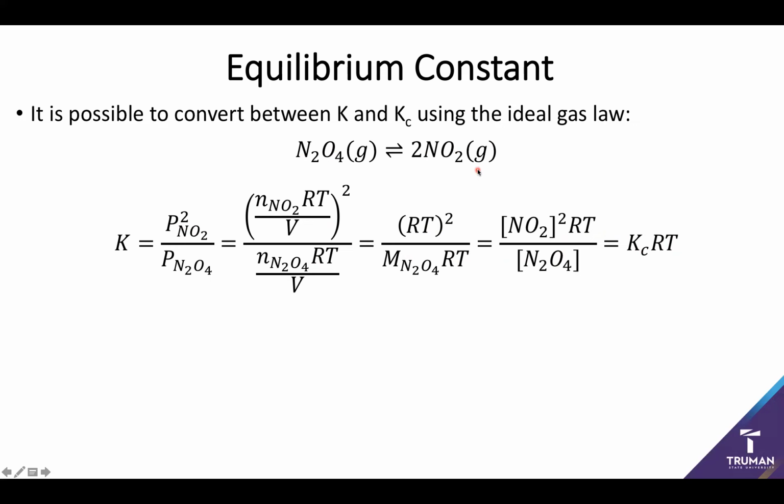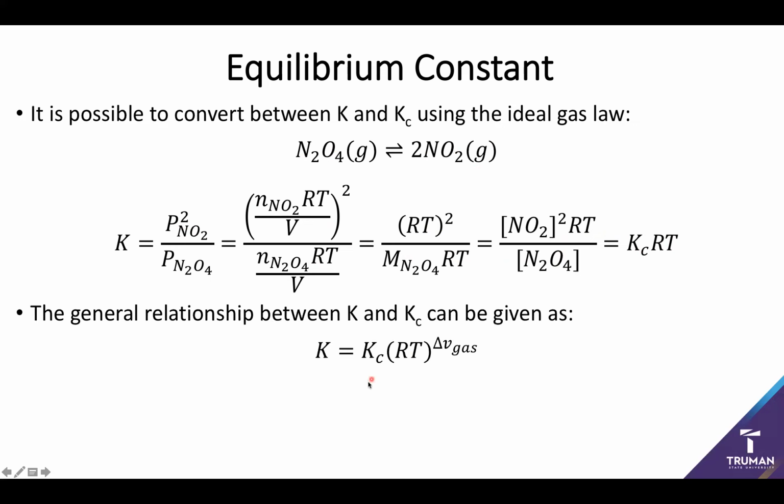But we can extend this into a more general formalism, that we can relate our K, or Kp, to the concentration equilibrium constant times RT times the change in the number of moles of gas. So if I end up producing gas, we'll have RT, either to the first, second, third, or fourth power. However, if I end up consuming extra moles of gas, then this delta n will be negative, and we'll have to divide by a power of RT.